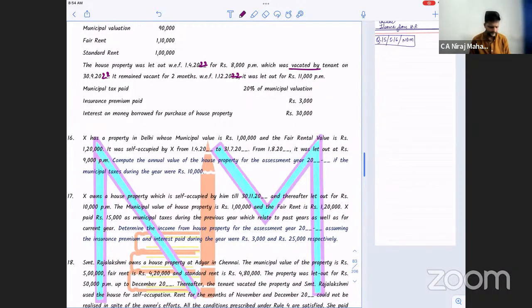From which month? Obviously from December to March, 4 months, right? Municipal taxes actually paid 20% of municipal valuation. Insurance premium paid, useless, not allowed. Interest on money borrowed for purchase of house property, this is 24B. Compute income from house property. This we can quickly do.